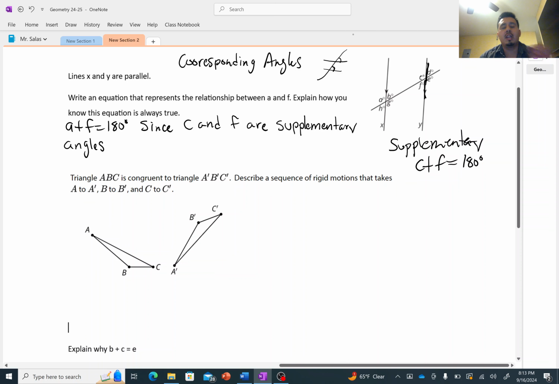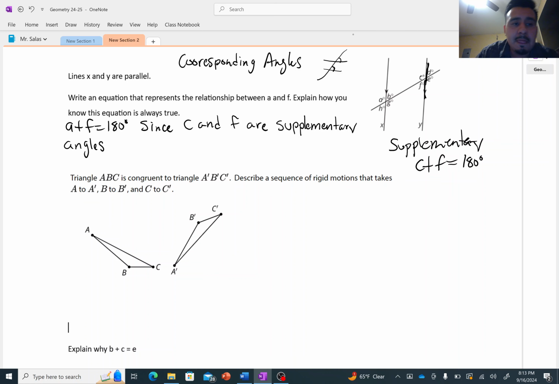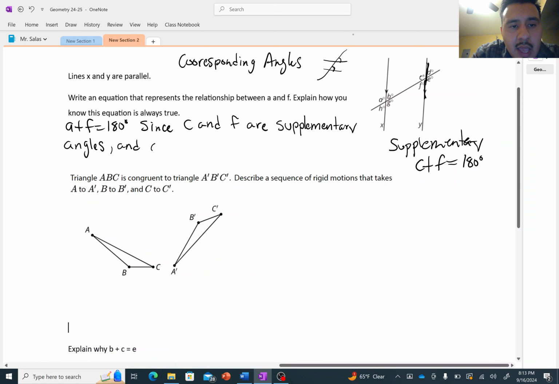But we're missing one more key important part. Who cares if they're supplementary? What's the connection between A and F? A and C: the connection is that they're corresponding angles. So my sentence is going to say something like this: A plus F equals 180 since C and F are supplementary angles, and A and C are corresponding angles.